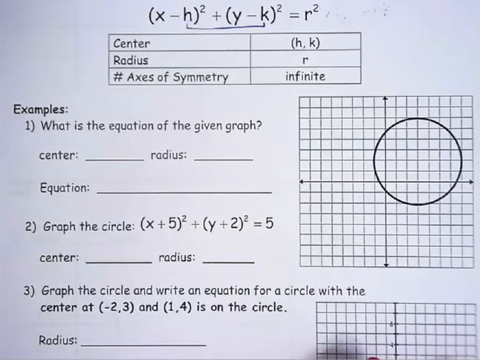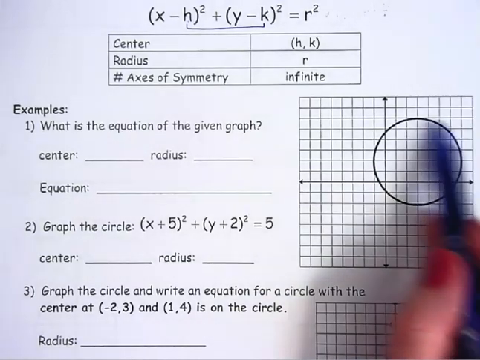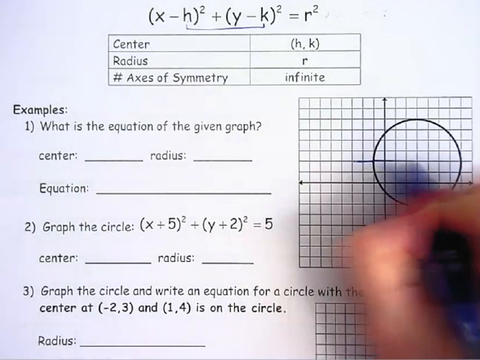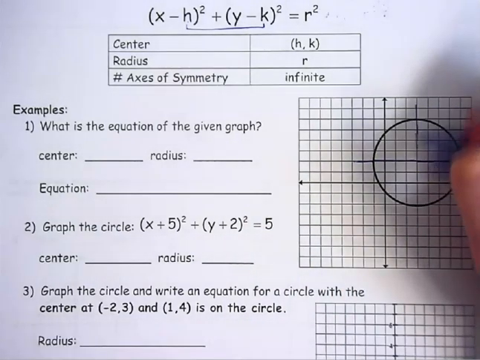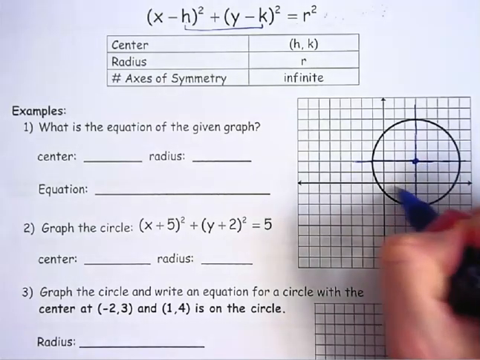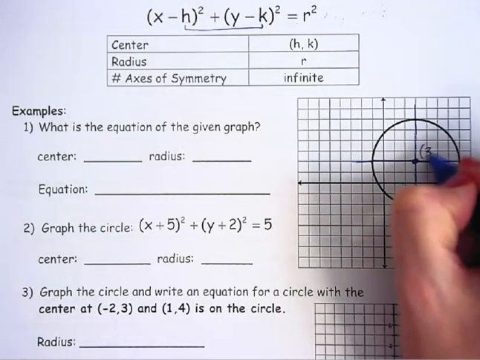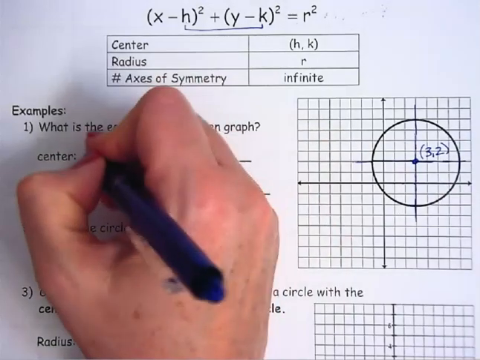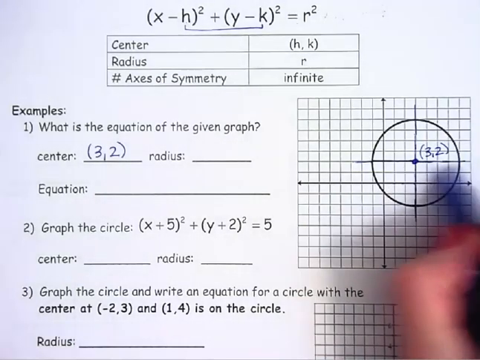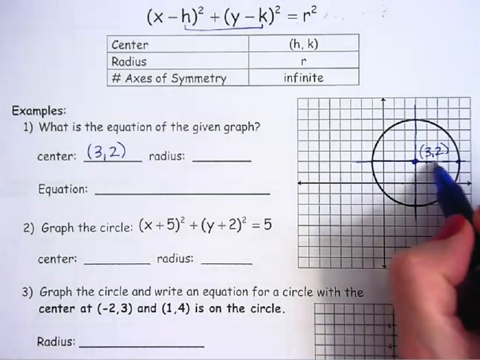This first example says, what is the equation of the given graph? So I have the circle here. And the first thing I want to do is find its center. So I'm going to see if I can find where its horizontal and vertical axes, or axes of symmetry, cross here. They cross right here at this point, 3, 2. So the center is at 3, 2. The radius, I'm just going to count from the center to a point on the circle, 1, 2, 3, 4.